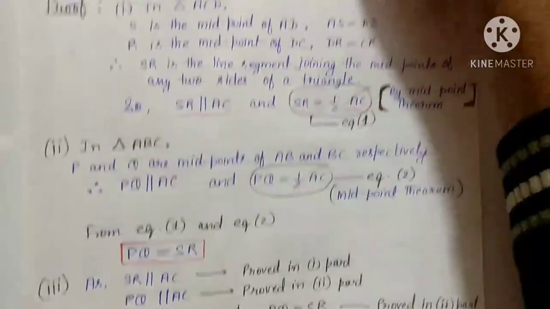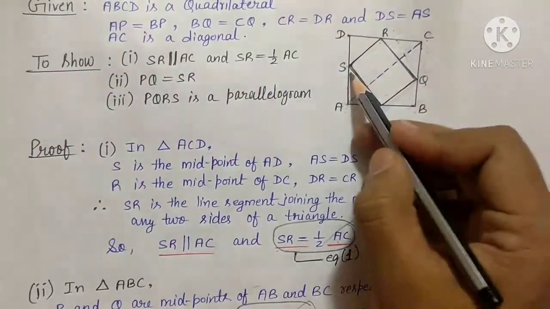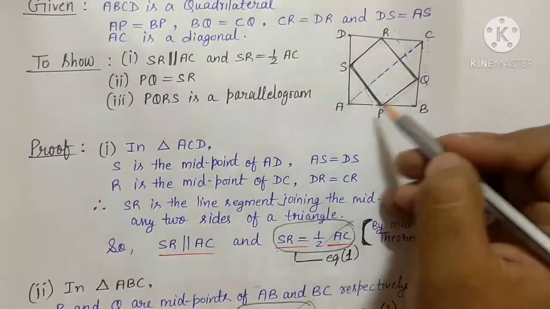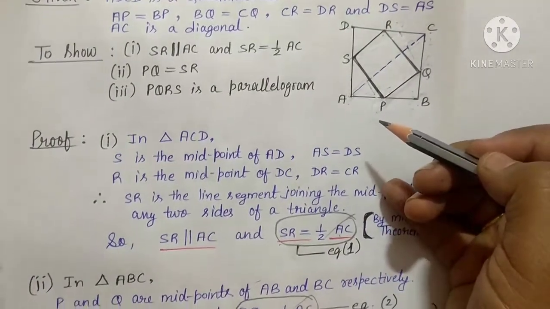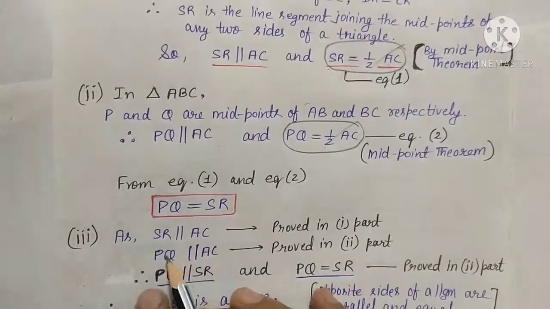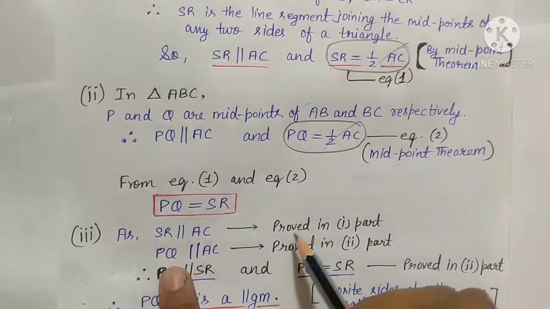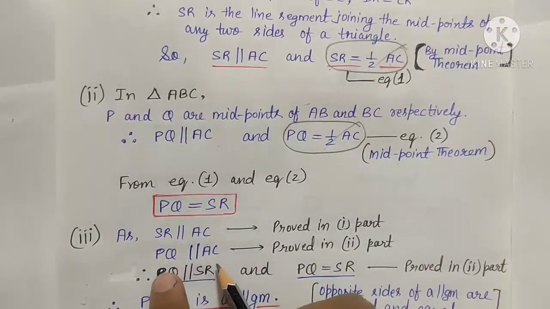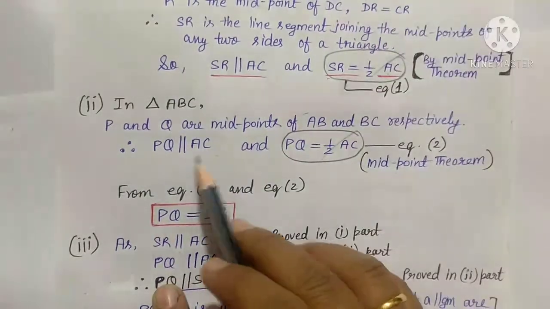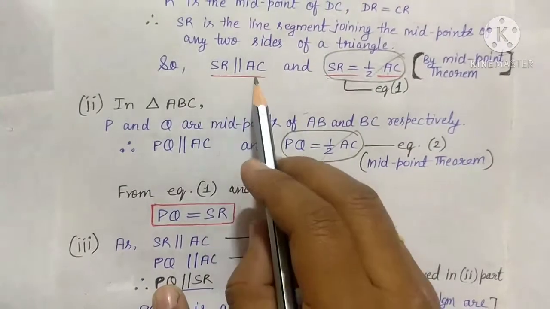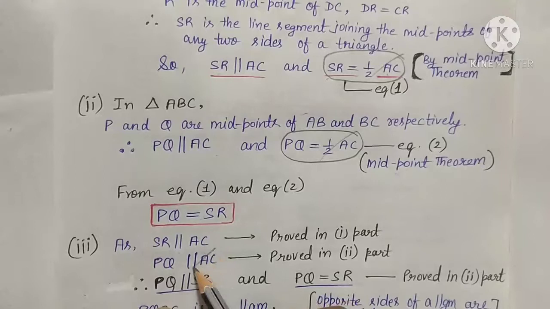Now the third part, we have to prove that PQRS is a parallelogram. This inside figure PQRS, we have to prove this quadrilateral is a parallelogram. For a parallelogram, the sides need to be equal and parallel. Let's check here. SR is parallel to AC, which we have proved in the first part, and PQ is also parallel to AC, which we have proved in the second part.